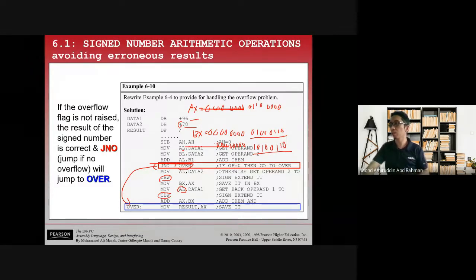Because this is 2 to 7, plus 2 to 5, that is 160, and then you add 6 here, so 166. Is the result 166? Yes, it is 166. So that's the correct result. That's how you fix the overflow error.